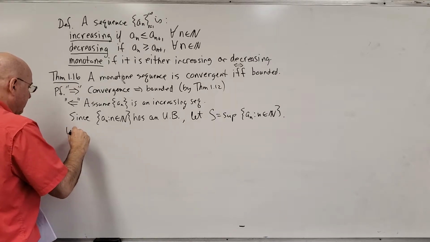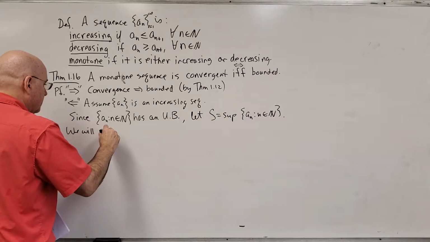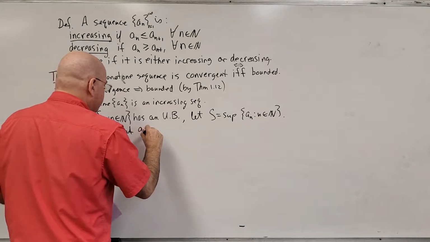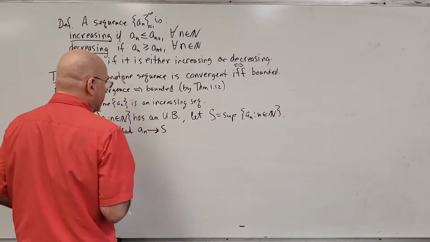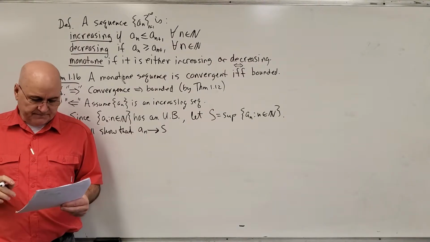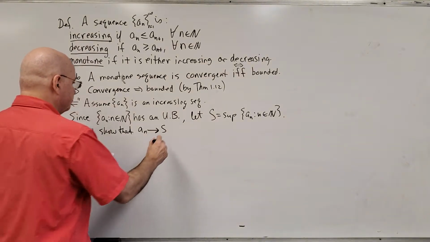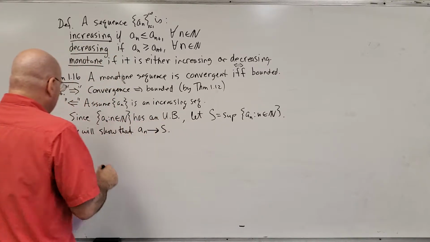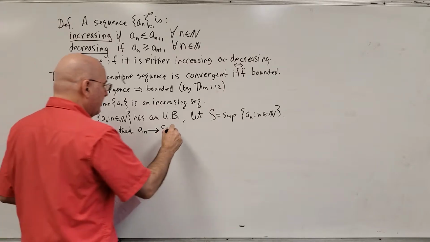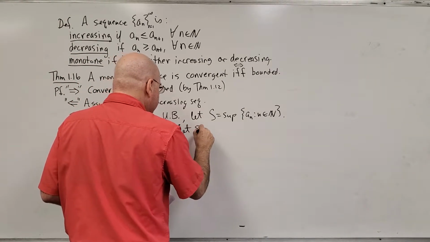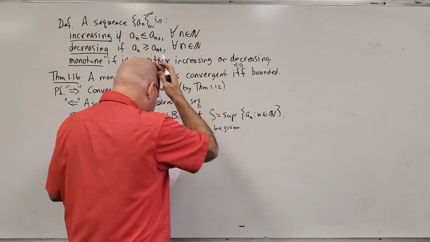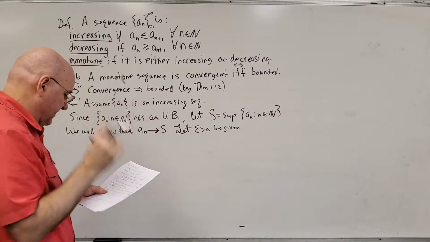And conveniently, we will show that a_n converges to S. That's what we're trying to do now, is prove that the sequence is convergent. Well, anytime we want to show that a particular sequence converges to a particular number, we start off by saying let epsilon be given. Let epsilon greater than 0 be given, and we're going to have to find a capital N.